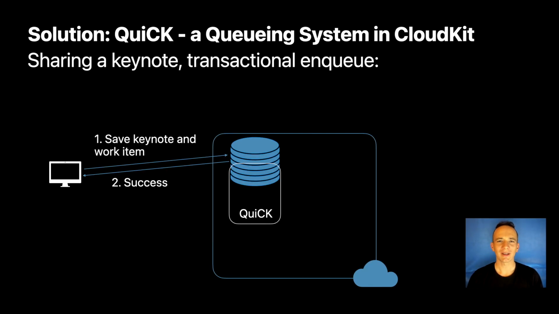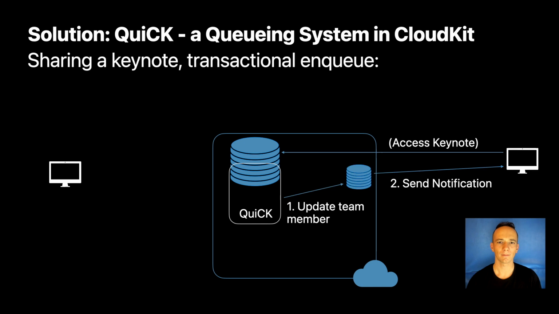Our solution is QuiCK, a queuing system that is integrated in CloudKit. Let's see the keynote sharing scenario, this time with QuiCK. The first action modifies the data. Then, as part of the same transaction, a task is stored in the same database of that user. This task is not accessible to the user but only to QuiCK. Upon commit, CloudKit responds success to the user. After commit, QuiCK processes the task and notifies CloudKit servers responsible for the relevant databases, which in turn modify these databases and send notifications to my teammates' devices.